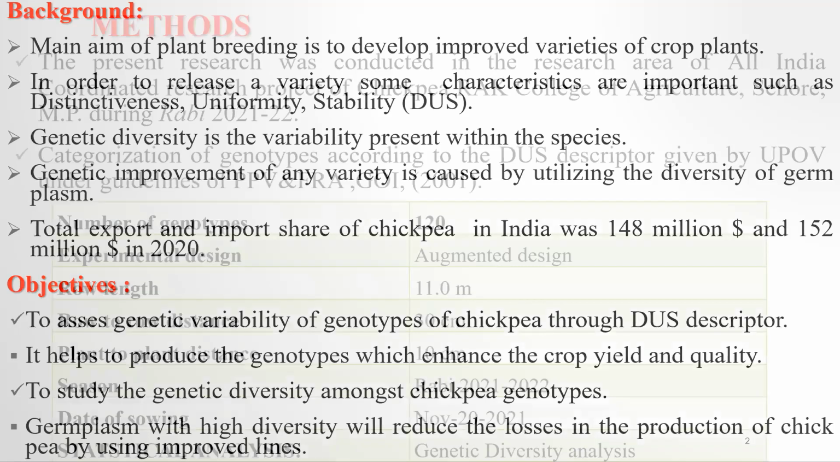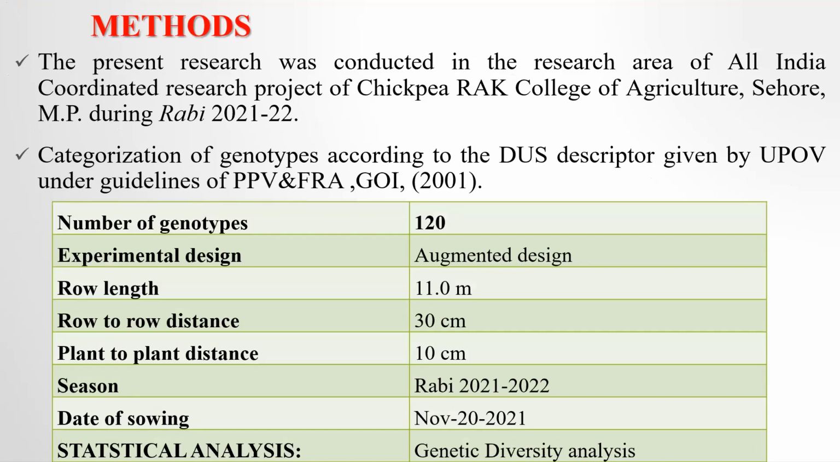Methods. The present investigation was conducted at the research area of the All India Coordinated Research Project at RK College of Agriculture, Sehore, Madhya Pradesh, in the season of Rabi 2021-22. In this, what I did was categorization of genotypes according to the DUS descriptors given by UPOV, under the guidelines of the Protection of Plant Varieties and Farmers' Rights Act given by the Government of India in 2001.